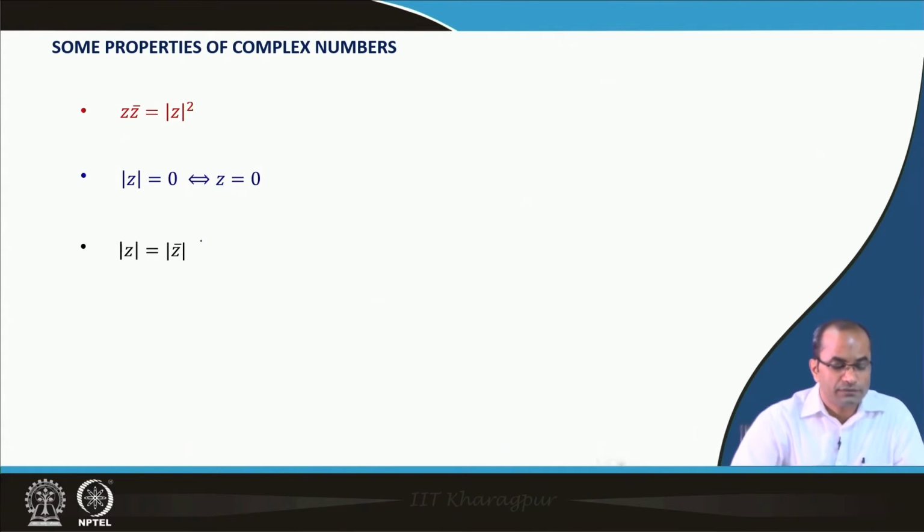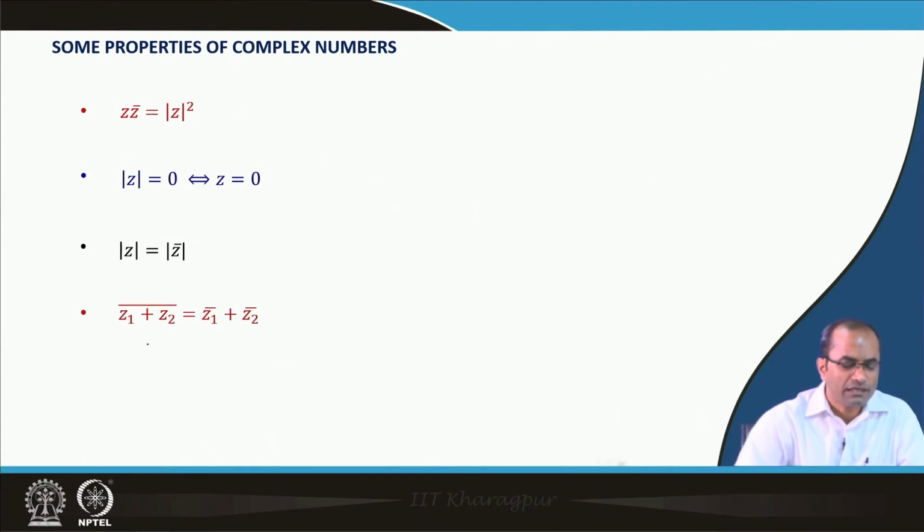So the absolute value of z, or the modulus of z, is equal to the modulus of its conjugate. Regarding the next property, again we can prove it similarly.